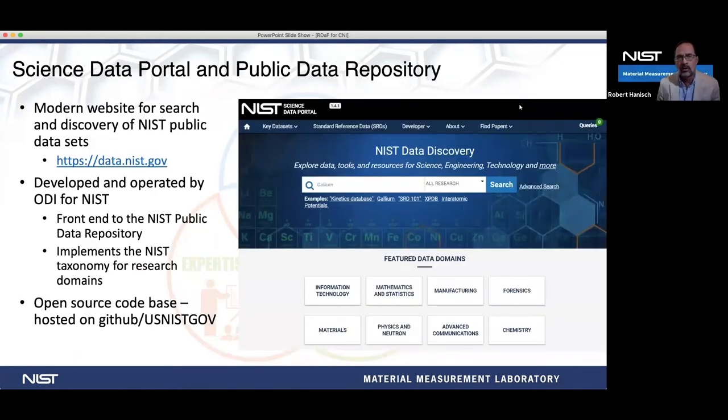Our science data portal and public data repository looks like this. It's a modern website hosted in the cloud, and it provides access to all of our public-facing data sets and is actively being enlarged as we speak. One side effect of the pandemic has been that NIST researchers have been writing up and publishing data that I guess was sitting on the shelf for a while. So our rate of publication has almost doubled in the past several months.